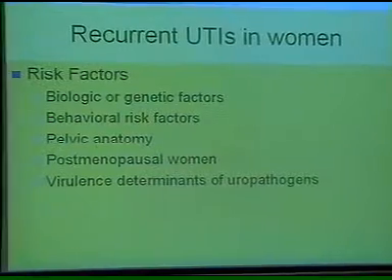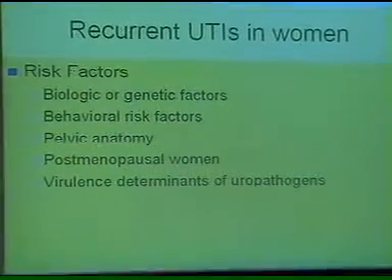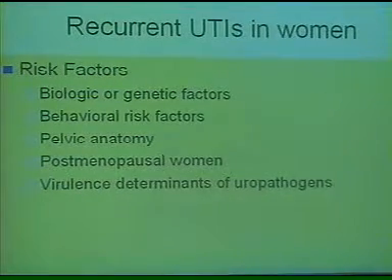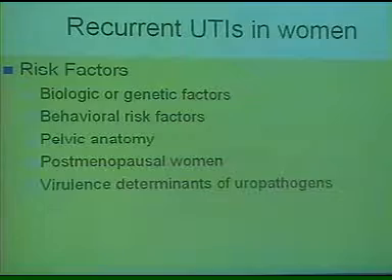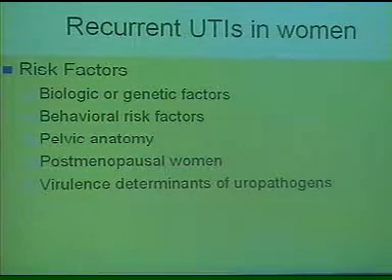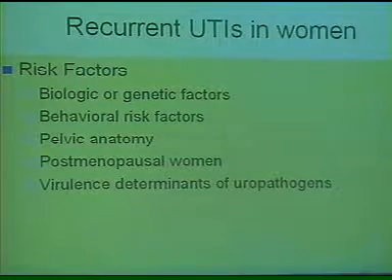What are the risk factors? Why do women get recurrent UTIs? There are some biologic or genetic factors. For example, some women secrete ABO antigens in their vaginal cells, and some are non-secretors. So the non-secretors have more risk of UTIs.